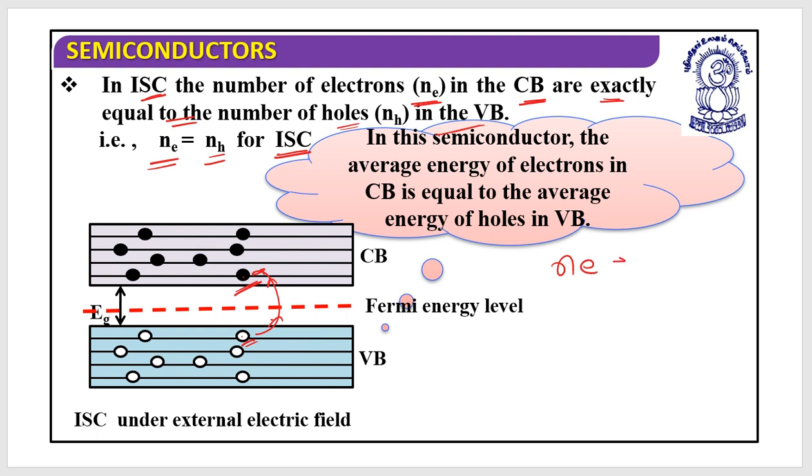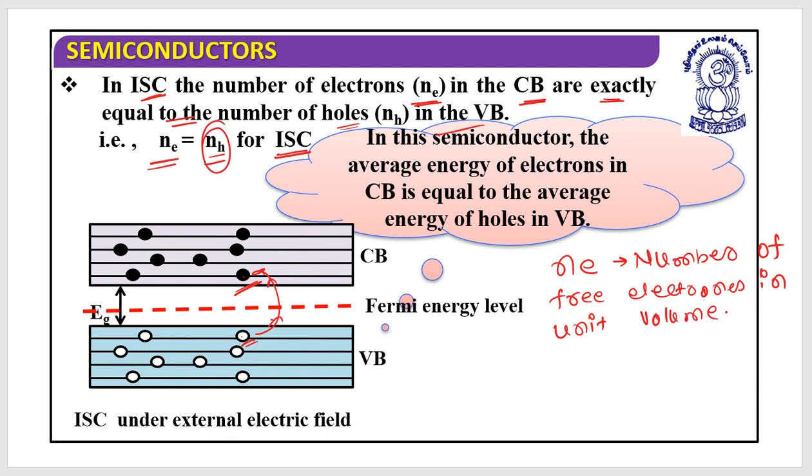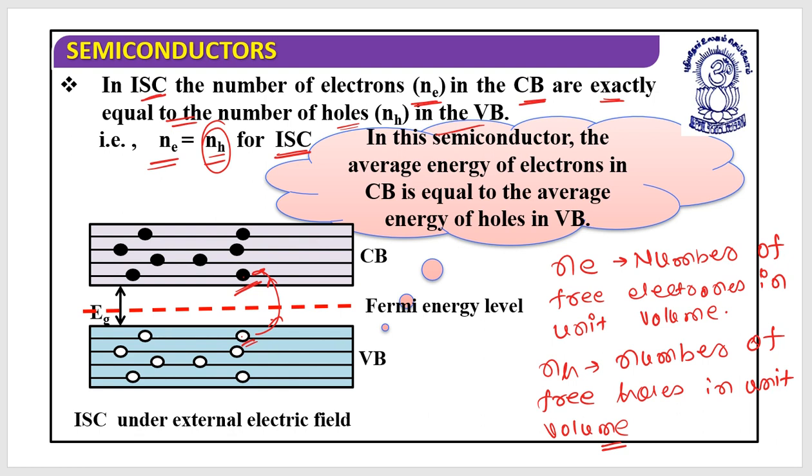When I say Ne, it is the number of free electrons in unit volume. And when I say Nh, it's the number of free holes in unit volume. Yes, it's a number density basically.